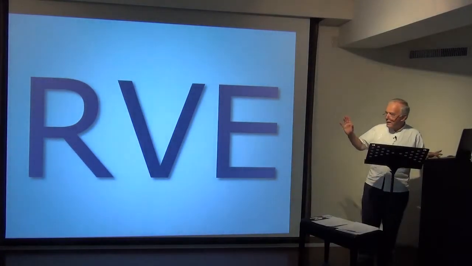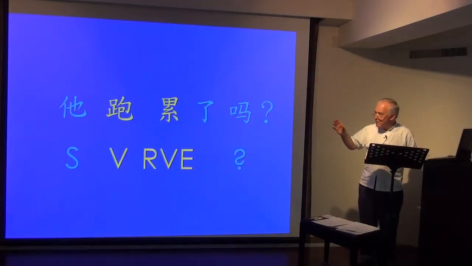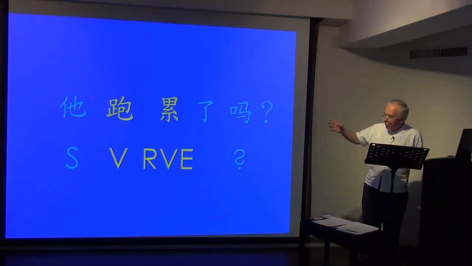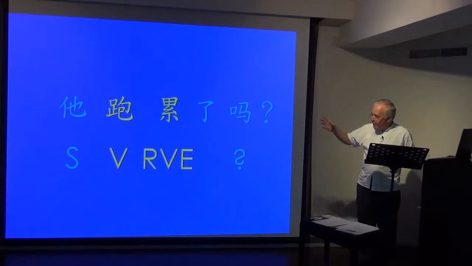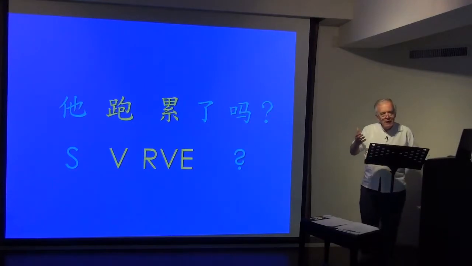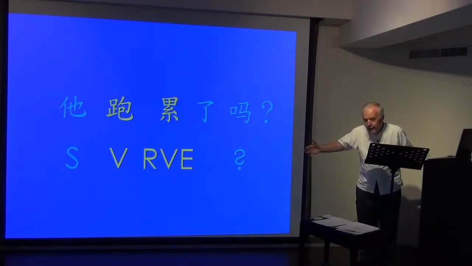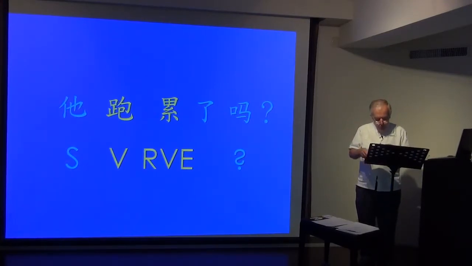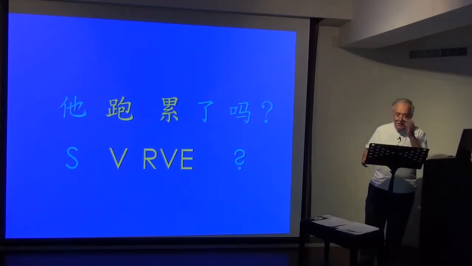Let's now move on to a very key aspect of Chinese that we call resultative verb endings. 他跑累了吗？跑 is the verb indicating the action, and 累 indicates the result of the action. You take in English, he swept the floor clean. Sweep is the action. Clean indicates the result of the action, the result of his sweeping. He swept the floor clean. And Chinese has a lot of resultative verb endings. So let's look at it.